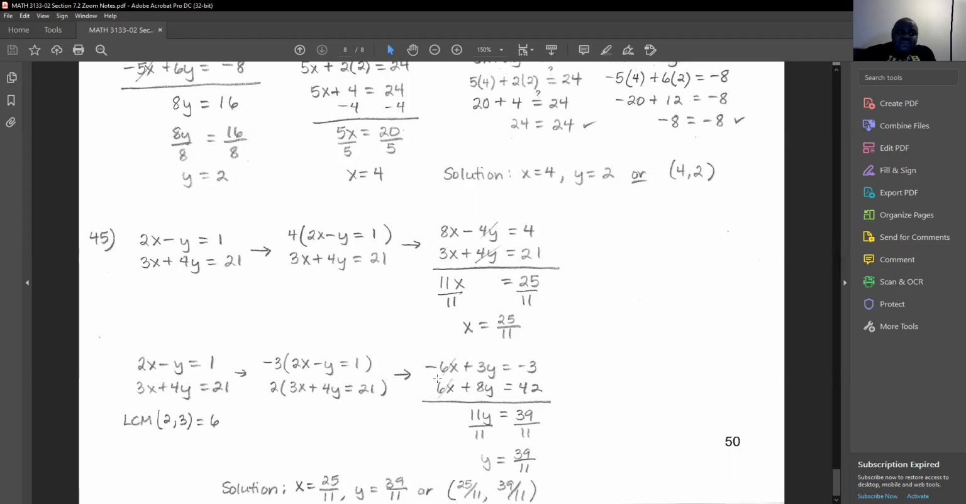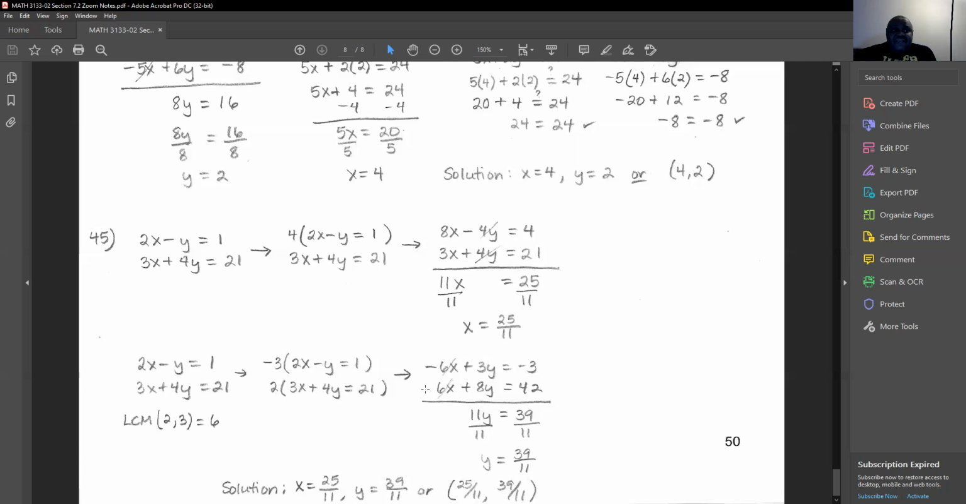Negative 3 times 2x will be negative 6x. Negative 3 times the minus y would be a plus 3y. Negative 3 times the 1 would be negative 3. So I get negative 6x plus 3y equals negative 3. Now for the second equation, I'm multiplying it by 2. So it'll be 2 times 3x, that's 6x. 2 times 4y, which will be 8y. And that's equal to 2 times 21, which will be 42.